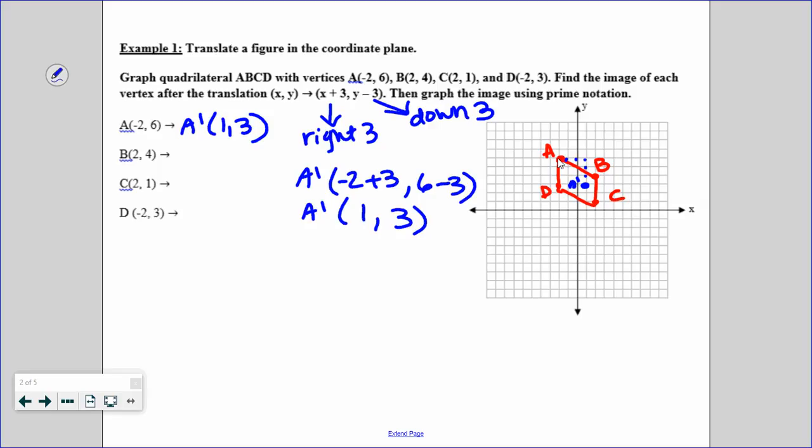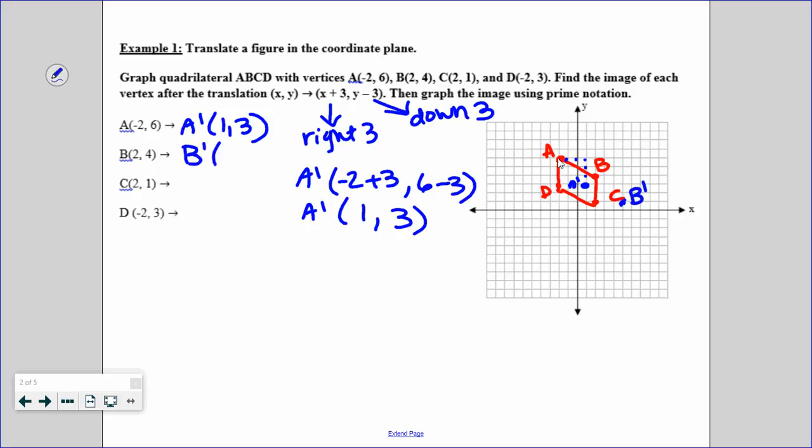And so you can go ahead and do the same thing with all the other coordinates. You can pick which way you want to do that by plugging them in, x and y, or by counting. So B, I'm going to count right 3, 1, 2, 3, down 1, 2, 3. So B prime, and that coordinate is 1, 2, 3, 4, 5, up 1.